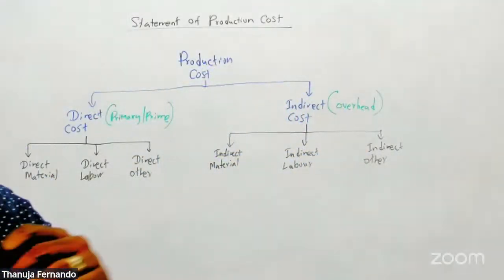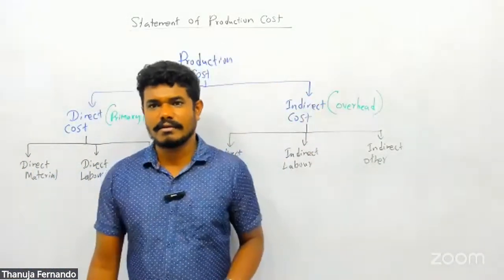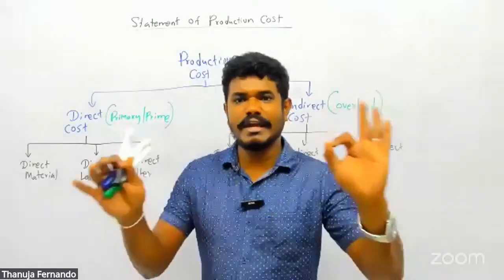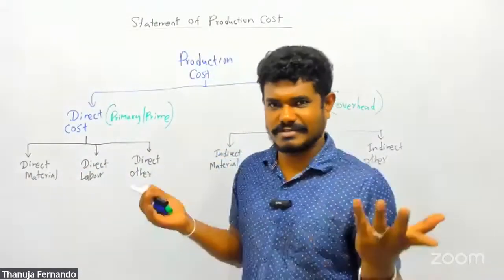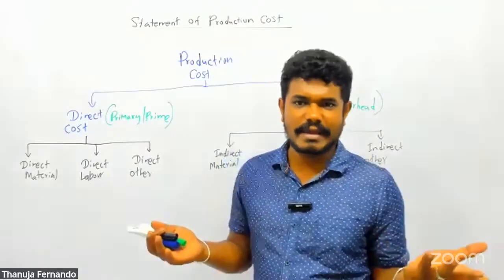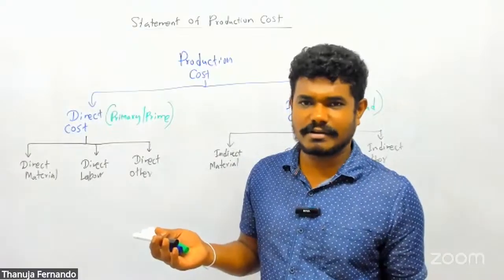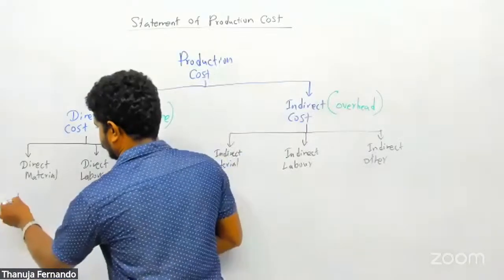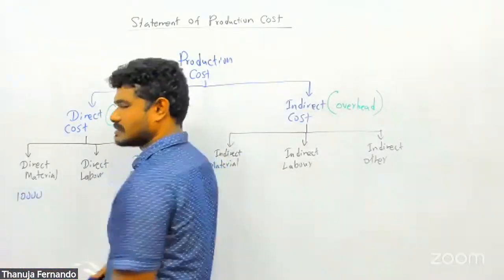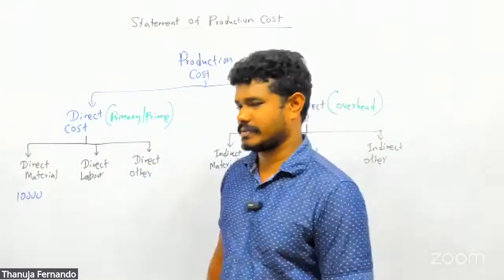We need 1 meter for one shirt. Then how many meters do we need for 100 shirts? It's very easy. We know, 100 meters, right? Let's say 1 meter costs 100. Then for 100 meters, it's 10,000. These are the materials which we need for the shirts.